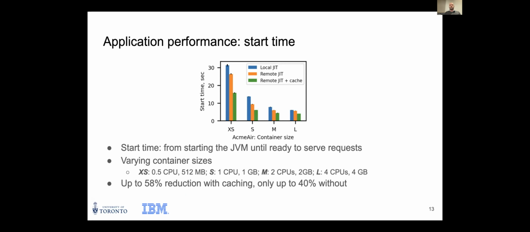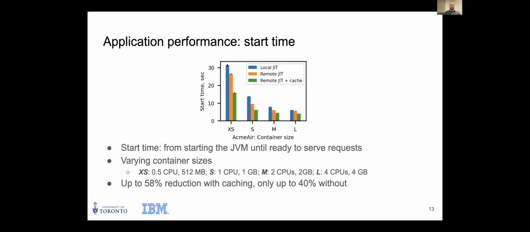This benchmark is a web application. We vary container size between extra small, which is half a CPU and half a gig of memory, up to large, which is 4 CPUs and 4 gigs of memory. The blue line represents local JIT, the orange line represents remote JIT without any caching, and the green line is remote JIT with caching of most of the compiled code.